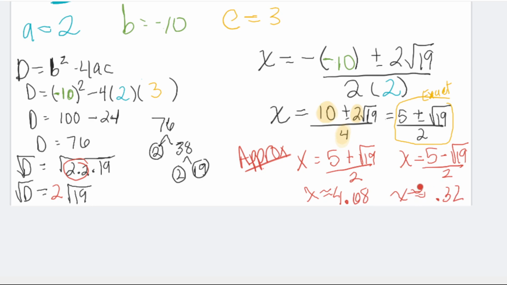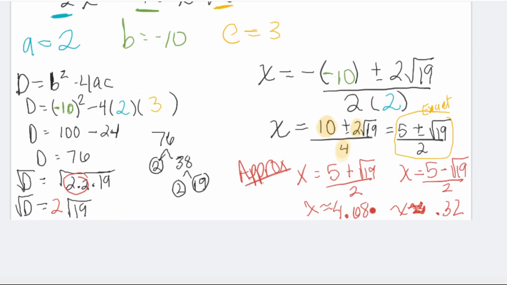So remember, every calculator works a little bit different. So you need to practice with yours before you take the final, because it could be a bear. But there it is. These are the approximate answers, the ones in red. This one's the exact answer.